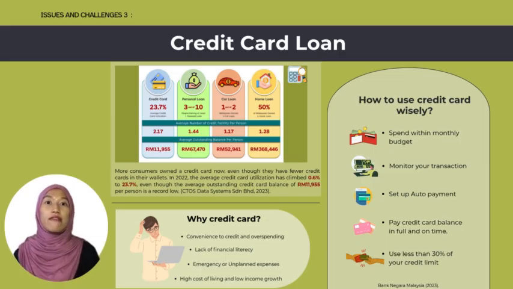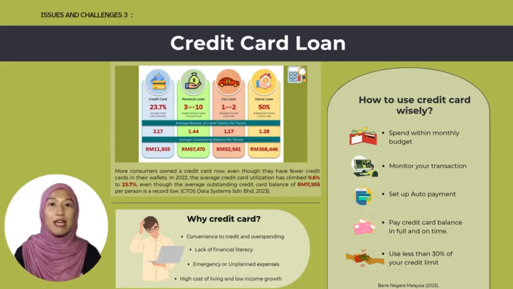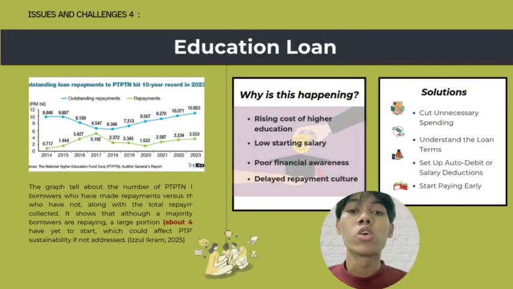This includes paying the full balance on time, using less than 30% of the credit limit, setting up auto payment, and monitoring spending regularly. Credit cards should also be used with a set monthly budget to avoid overspending. By doing so, users can avoid interest charges, maintain a healthy credit score, and use the card's benefits such as reward points and emergency credit lines without falling into debt. Responsible usage is especially important because once debt accumulates, the interest can grow rapidly and affect a person's overall financial stability. Now we are going to the next issue, which is education loan.